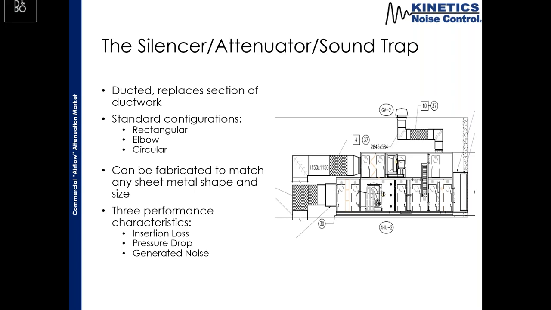Our standard configurations for a silencer are rectangular, elbow, circular, but we can pretty much fabricate these out of anything we can make sheet metal with. We have a lot of variation in custom designs we can do. The performance of the silencer is characterized in three ways. So we have the insertion loss, the pressure drop, and the generated noise.